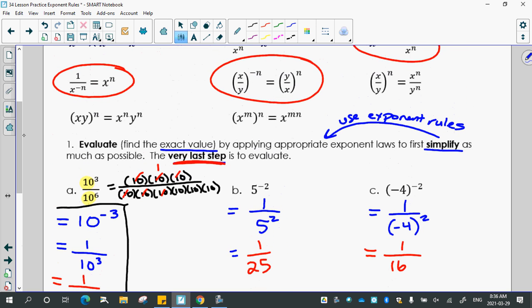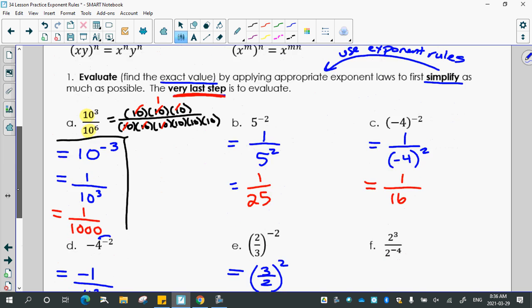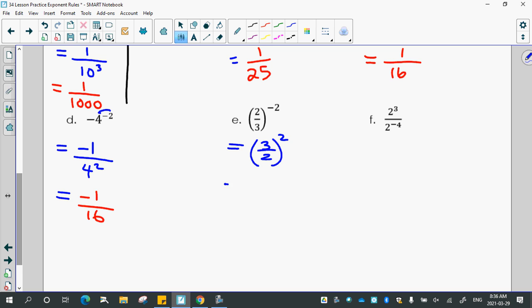Now we can use this rule, where we apply the exponent to the numerator and the denominator. And now we can evaluate. So it would be 9 over 4.